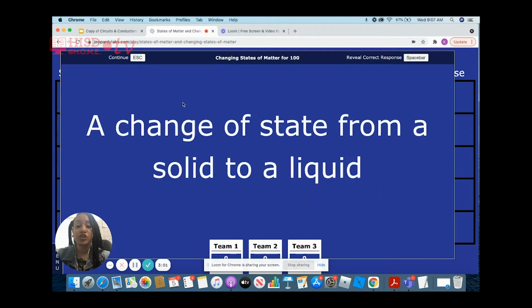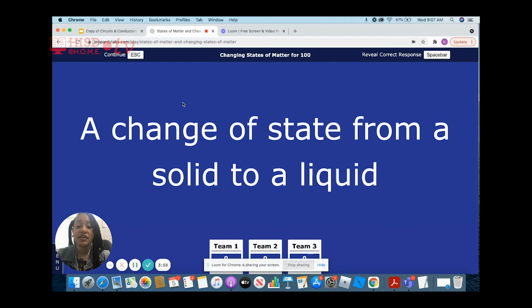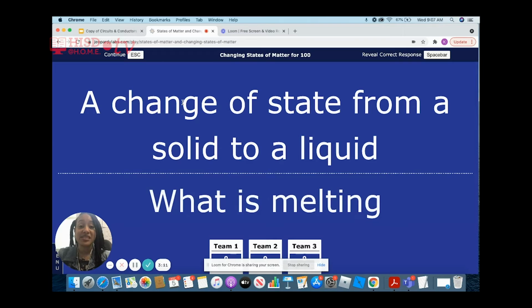So for 100, the question is a change of state from a solid to a liquid. What do we call that? Yes, when we change from a solid to a liquid, we call that melting. Think about ice. Ice is a solid, water is a liquid. And so if we want to go from ice to water, we must melt the ice.